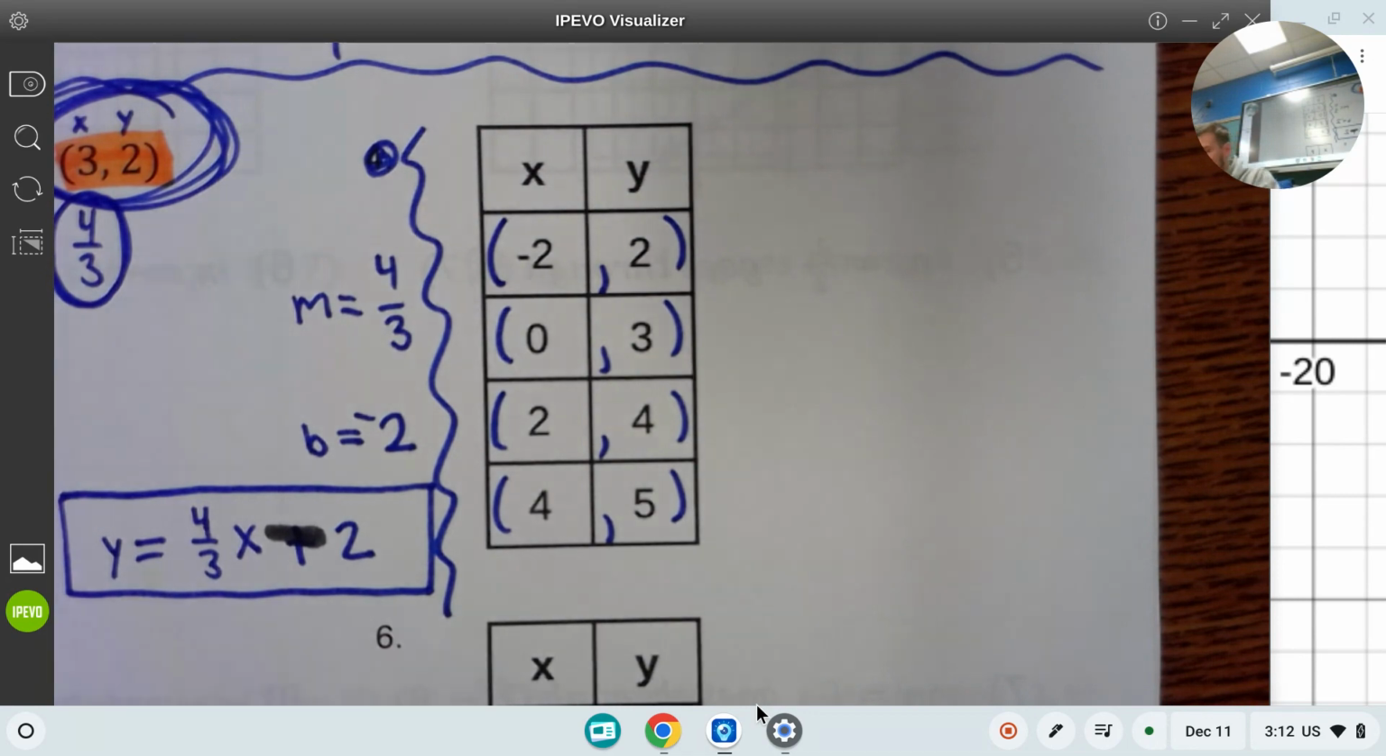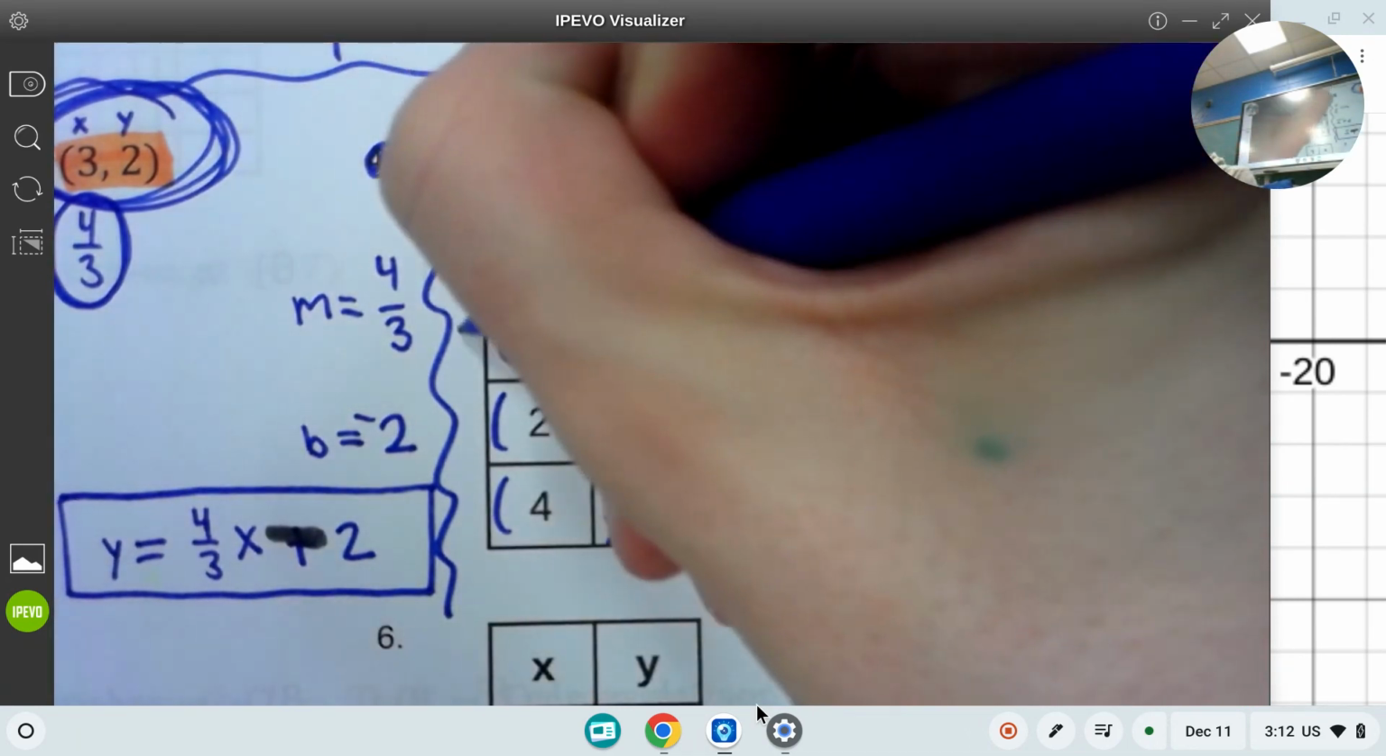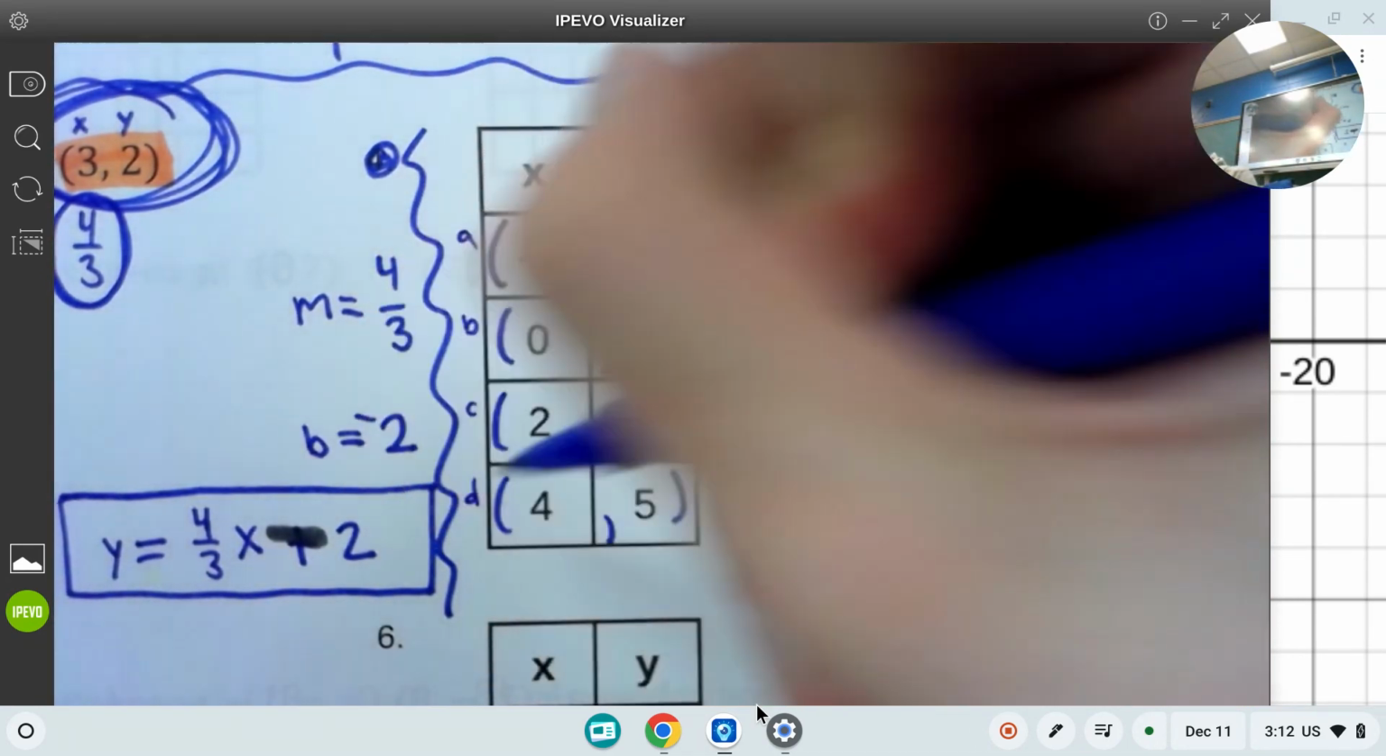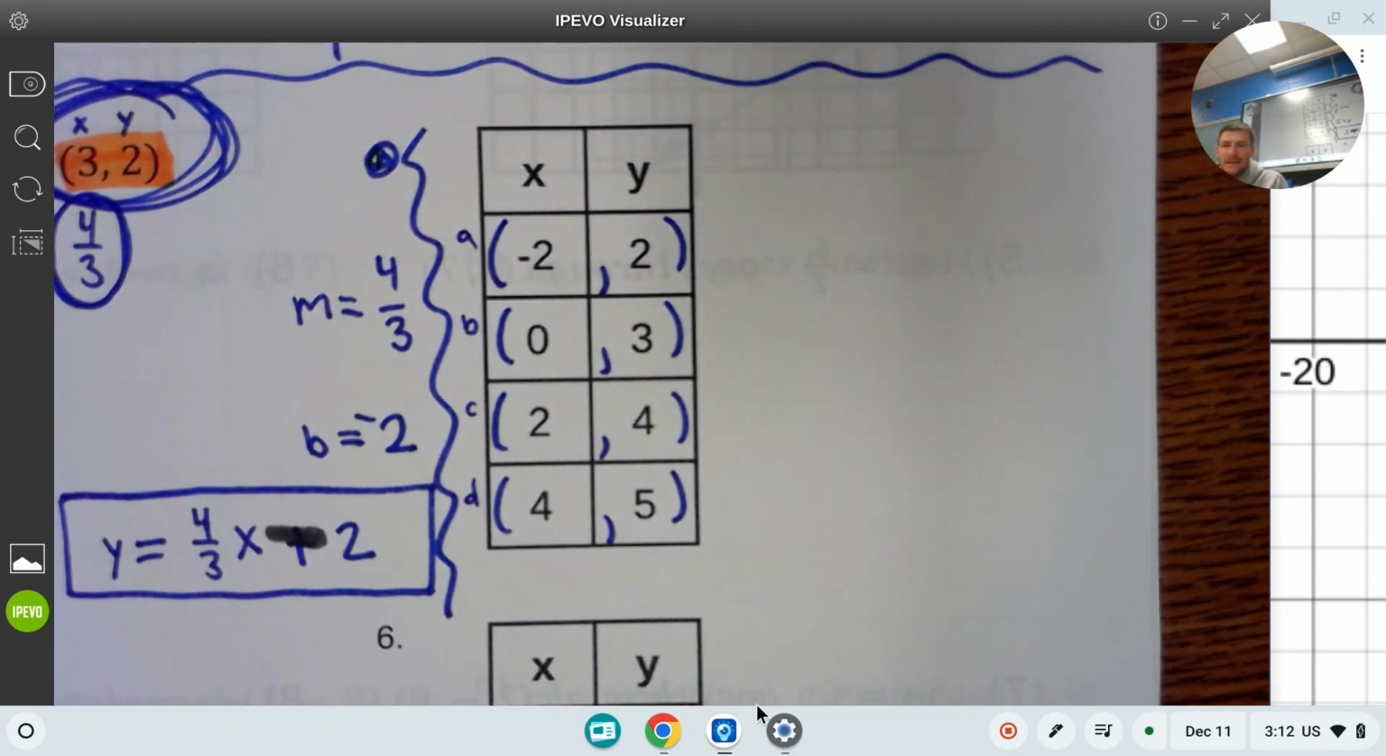So if I label these, and I just say maybe we got A, B, C, D, give me a letter. Now again, you might want to pick positive numbers, small numbers. I always like to pick 0 because I think 0 is easy, but some people don't like 0, so don't pick 0.